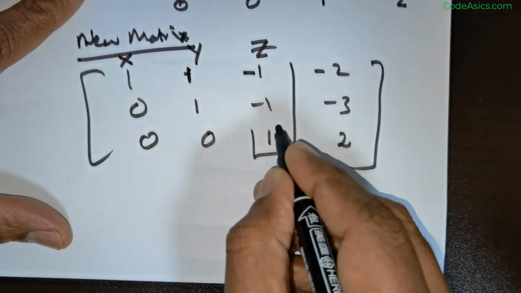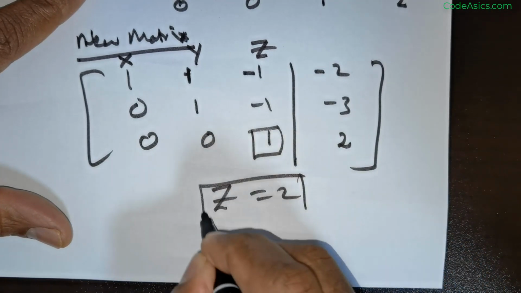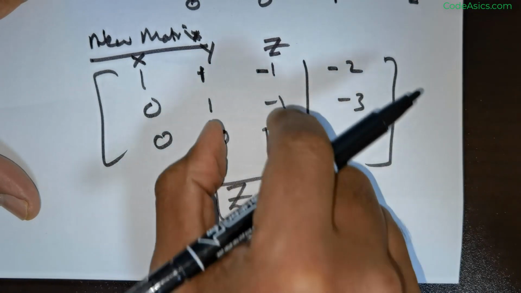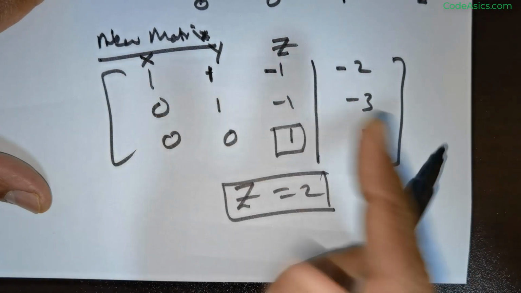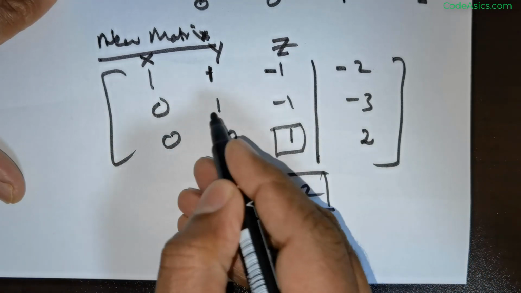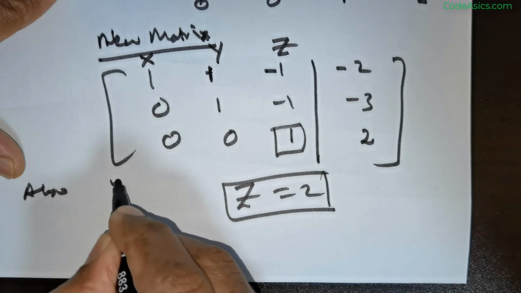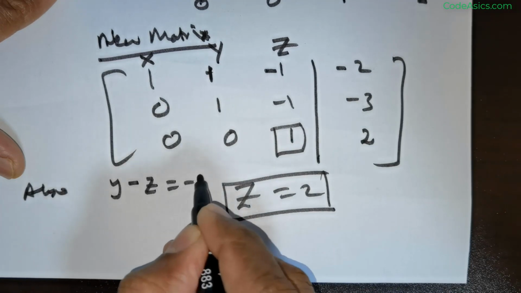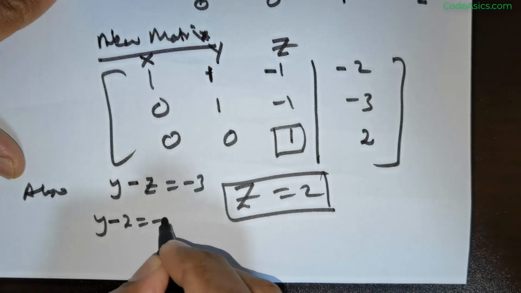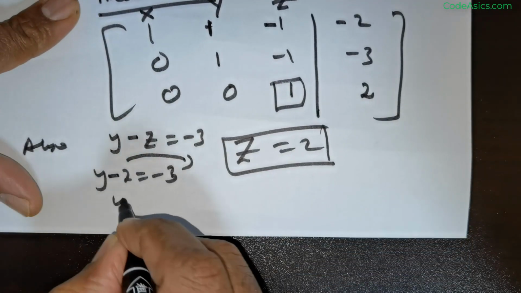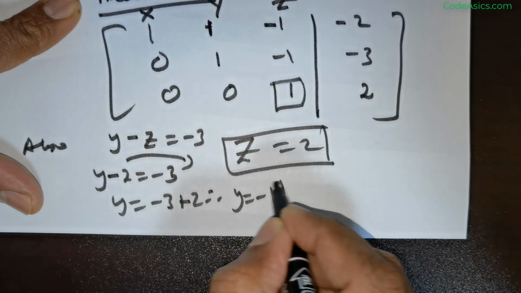So what you got here, this represents z. So z is equal to 2, that's the first solution. Now take z is equal to 2 and substitute here. Now what am I doing? I'm just rewriting it as a system of linear equations. So this is going to be y minus z is equal to negative 3. Substitute this over here: y minus 2 is negative 3. Move this over there, you get y is equal to negative 3 plus 2. Therefore y is equal to negative 1.